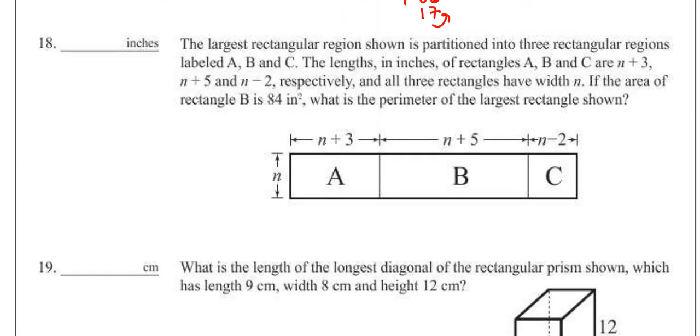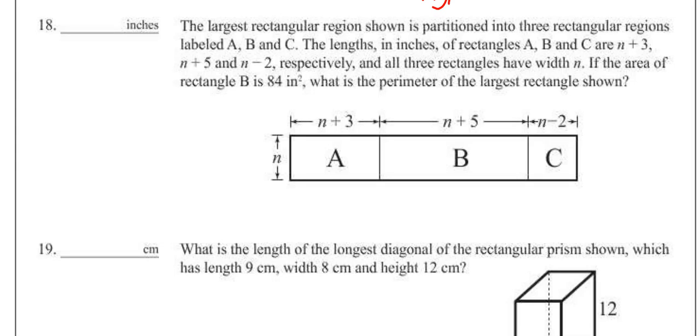All right, so number 8 is kind of a cool problem involving a quadratic that you have to factor and solve. So here we go. The largest rectangular region is shown partitioned into 3 rectangular regions labeled A, B, and C. The lengths in inches of rectangles A, B, and C are as shown, as you can see. And all 3 rectangles have a width of n. If the area of rectangle B is 84 inches, what is the perimeter of the largest rectangle shown?